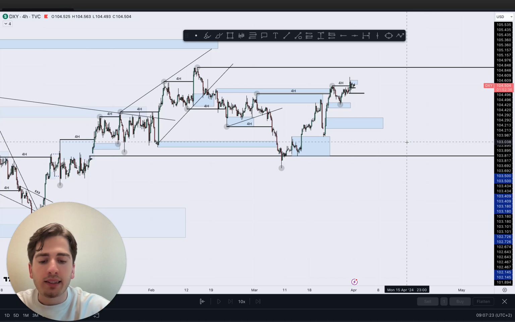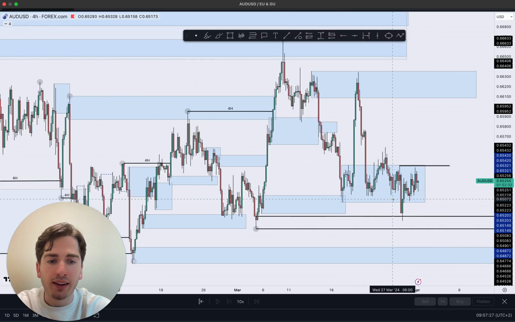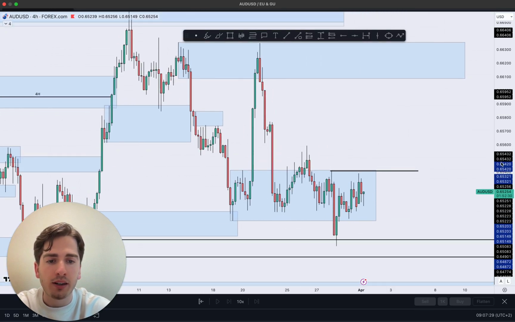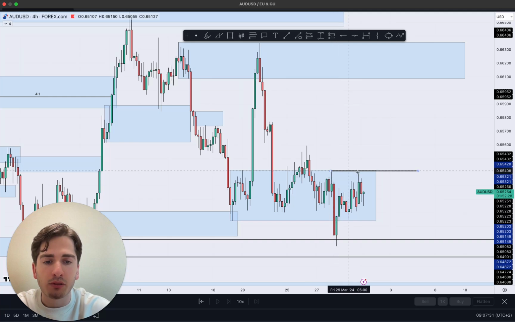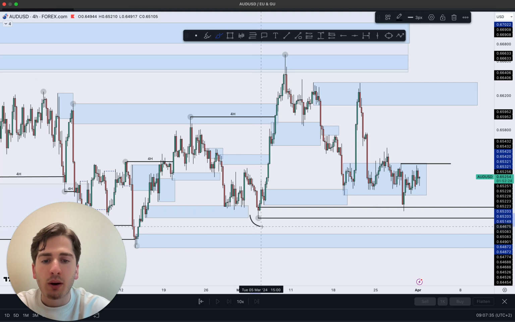Now, heading down towards AUDUSD. AUDUSD over here has moved slightly higher. As we can see, this high is still being respected, the 4-hour fractal high. Keep in mind, the 4-hour is still bullish though, from this low towards this high.